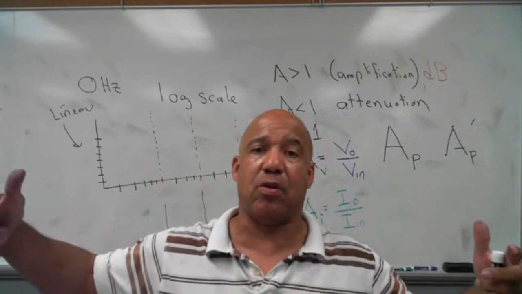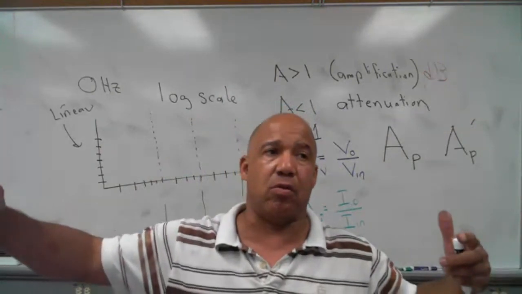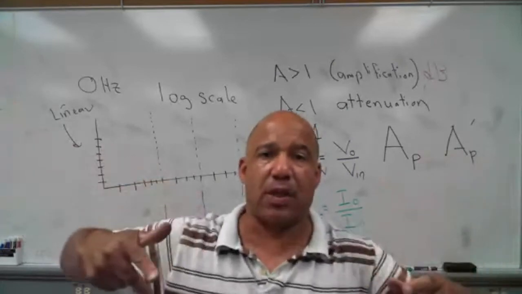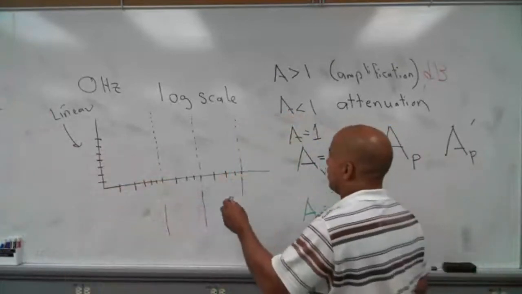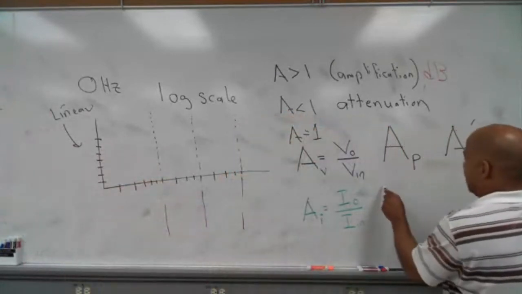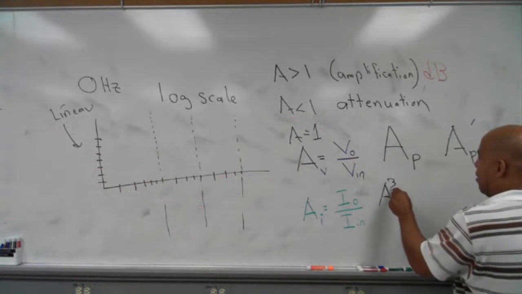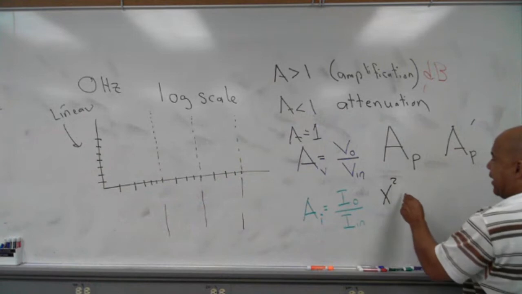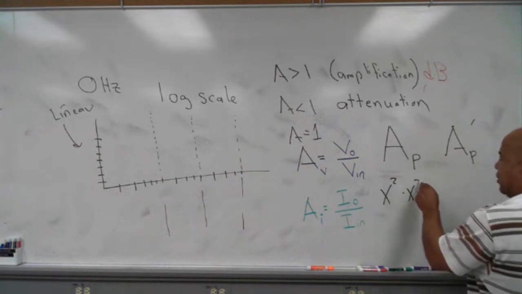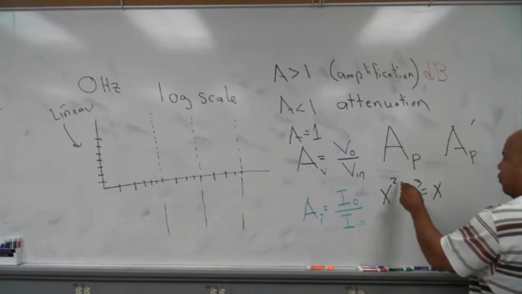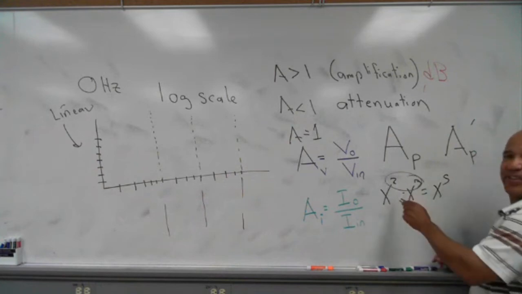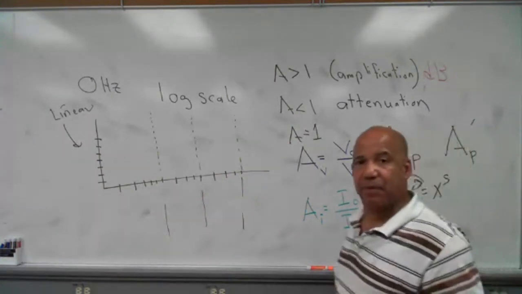And remember what happens when you multiply bases: you add the exponents. So if I had, I don't know, a to the third, that's a bad letter to use. So I had x to the second times x to the third, it equals x to the 2 plus 3, x to the fifth. So when you're doing multiplications, you just add these. Well, it works that way with amplifiers too.